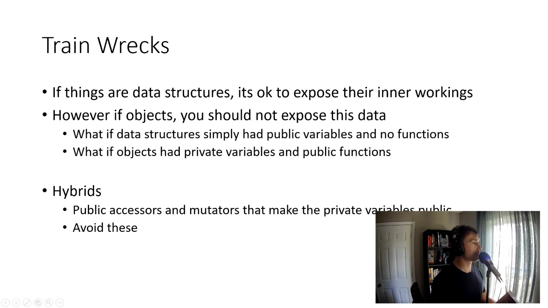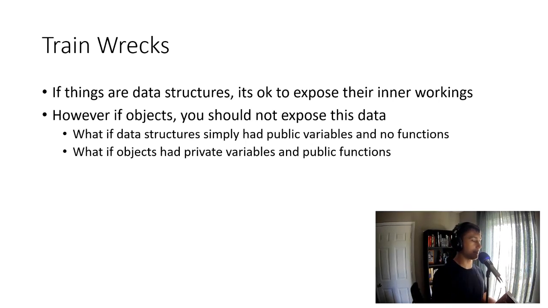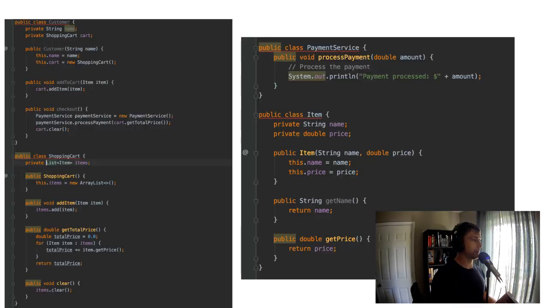So what if data structures simply had public variables and no functions? And then what if objects had private variables and public functions? Essentially here, this is kind of what I was saying just in the previous slide. I mean, yeah, private double price, right? That's a private variable. It's not public, but the getPrice method is public. The getter there is public.